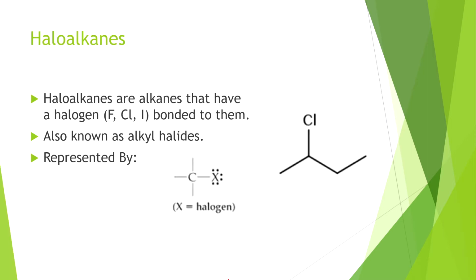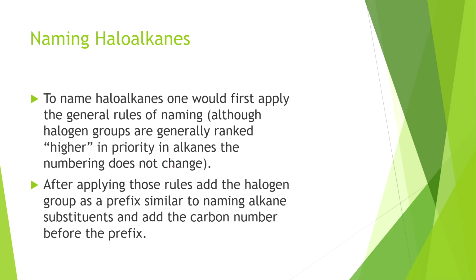So haloalkanes are alkanes that have a halogen, so fluorine, chlorine, iodine, and I missed it here, but also bromine bonded to them. They're also known as alkyl halides, and they're represented by this kind of structure, where X is the halogen. So how do you name haloalkanes?